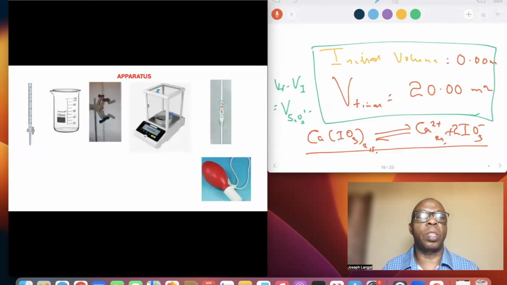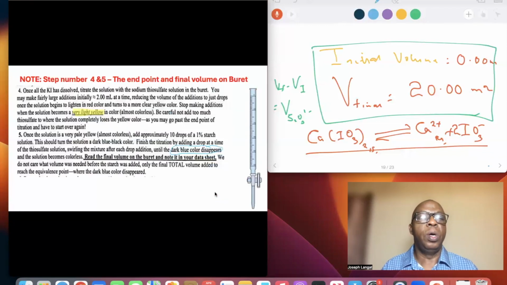Let's look at the apparatus. It may not be all that you need. Please read the procedure. You may need more than what I have on the screen here. Burets are by the dip sink. You should have a clamp in the drawers, buret clamp. The balance is by the balance table. These are the volumetric pipettes, along with the pipette filler. Let me just direct your attention to steps number 4 and 5.